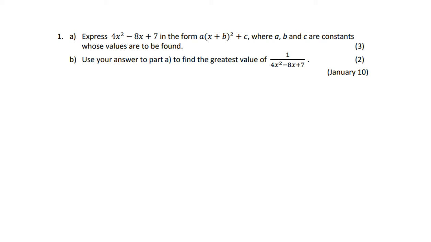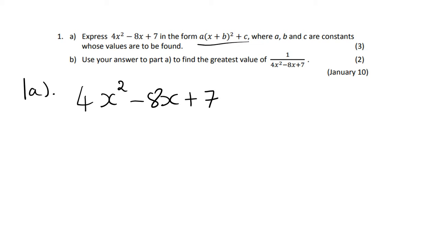In this question, we're asked to use completing the square to find some minimum and maximum values. So firstly, let's actually complete the square. We have the expression 4x squared minus 8x plus 7, and I want to write it in the form given to us, which basically means completed square form.